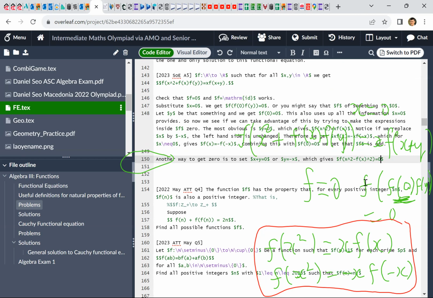Okay, so this is quite a big statement here, because it's telling you anything of the form x squared minus f of x squared is equal to 0. So if you can get lots of things of that form, then it's almost a 0 function. If you can't get things of this form, then it's the identity.